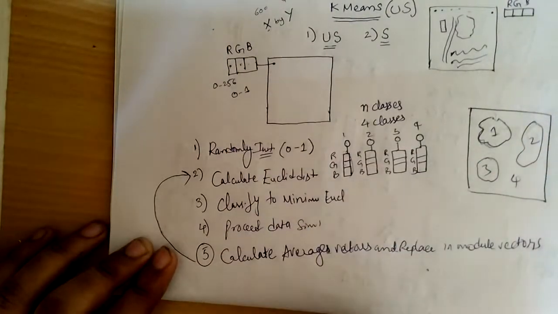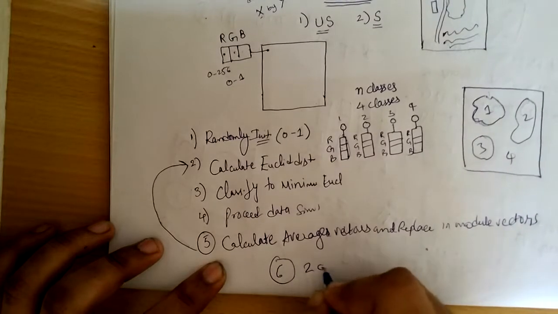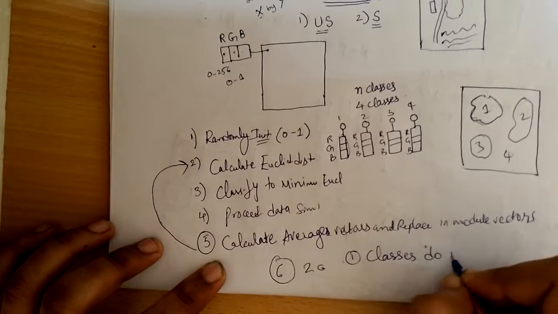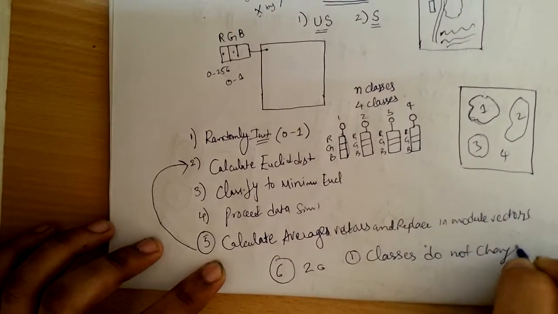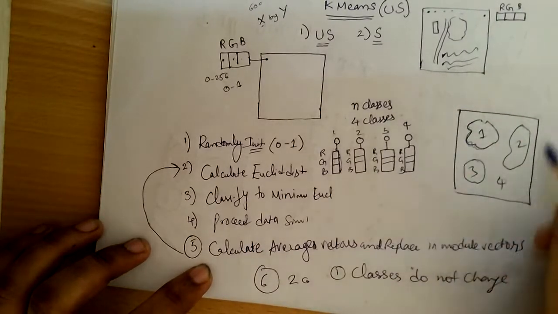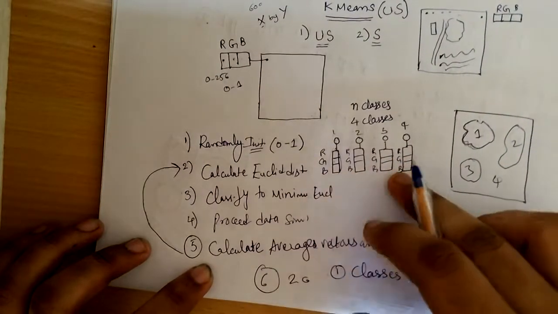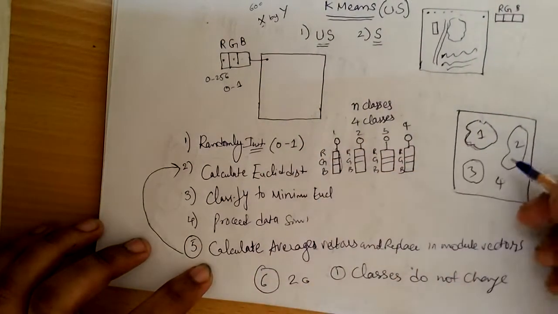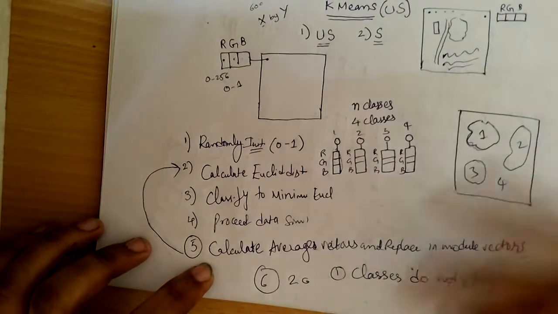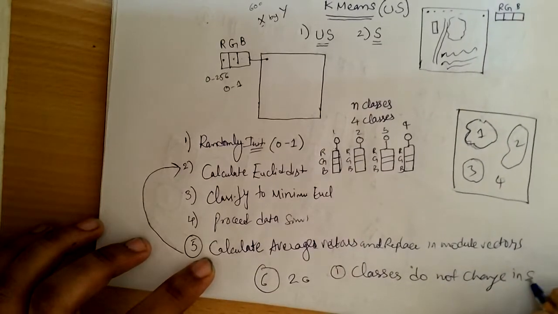You repeat the same steps until one of two conditions is met. One is that the classes do not change in successive iterations. This means that when you have completed the image and the classes came out like this, you replaced them with averages, and classified again, and the image is the same as before, then further iterations will not change the classes. So further iterations are a waste of time.